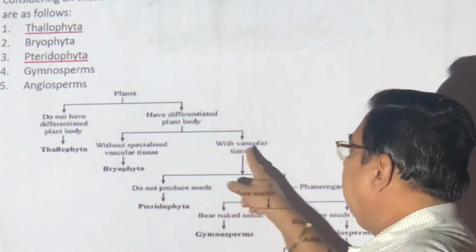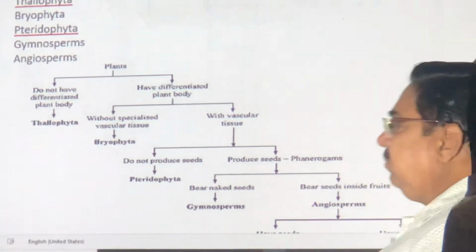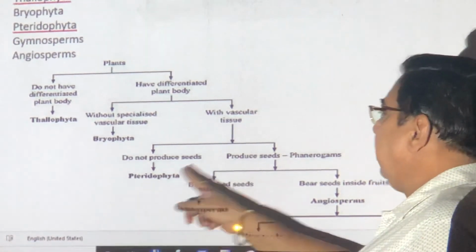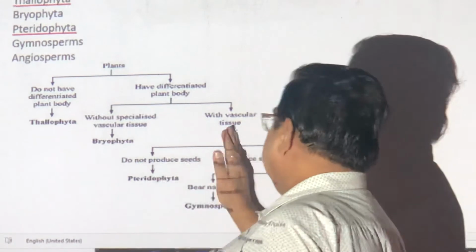No, you are bryophyte. Yes, then we will go for the next question. Do you produce seeds? No, then you know you are pteridophyta. Yes, you are phanerogam. So all these are cryptograms. These are phanerograms.